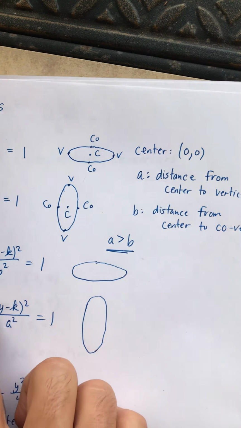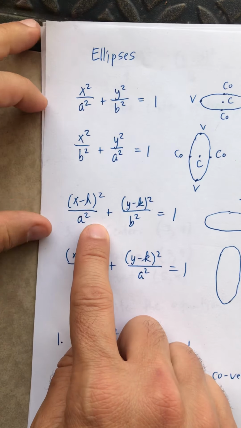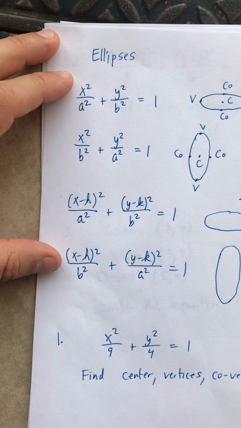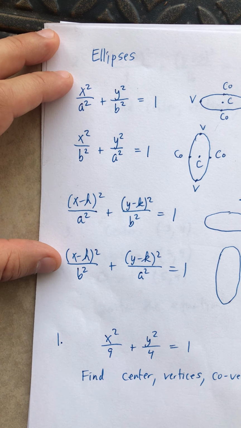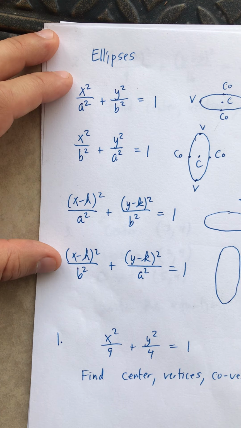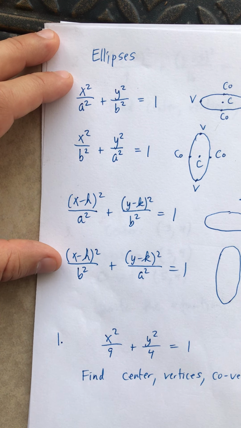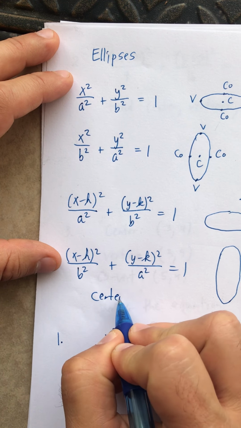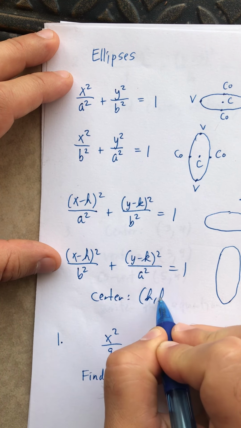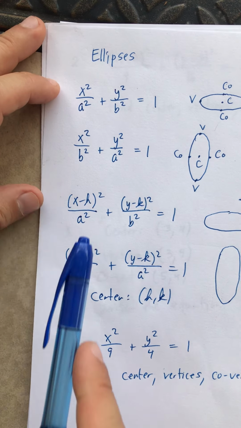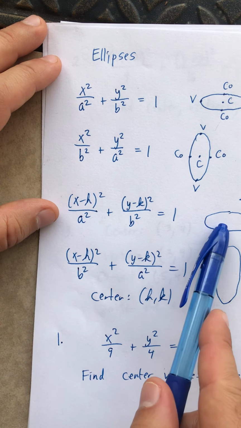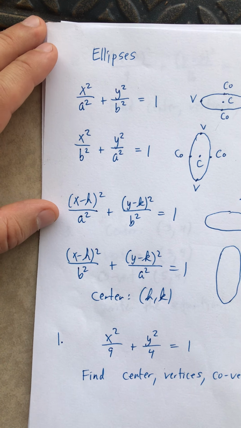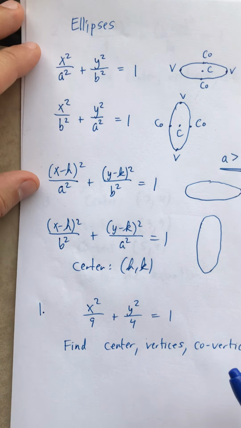But now the equations could look something like this. This is when the center is not the origin. If the center is moved, or the ellipse is translated somewhere else in the coordinate plane, and the center is not the origin, here the center is h comma k. Again, when the larger number is under the x, it's horizontal. When the larger number is under the y, it's vertical. So once we do a few examples, this will make more sense.